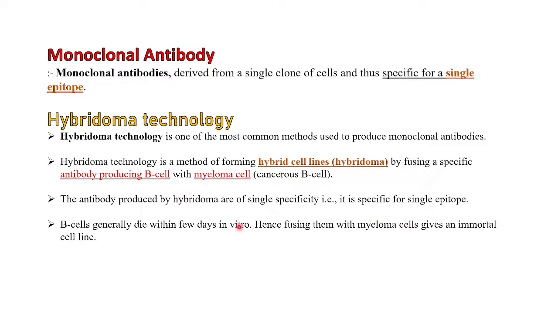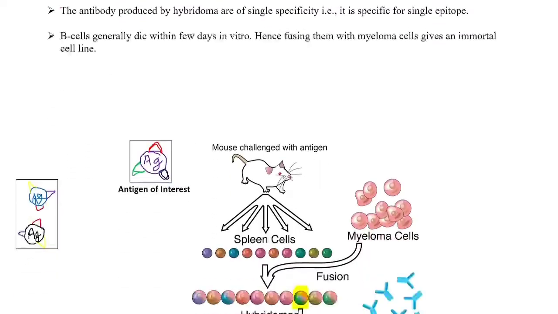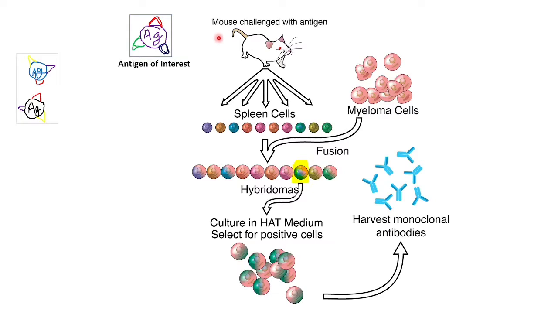Now, B cells generally die within a few days in vitro. Hence, fusing them with myeloma cells gives an immortal cell line. Now let's see the hybridoma technology. Here, this is a mouse which is challenged with antigen. Here, we have to develop an antibody which is highly specific to our antigen of interest.